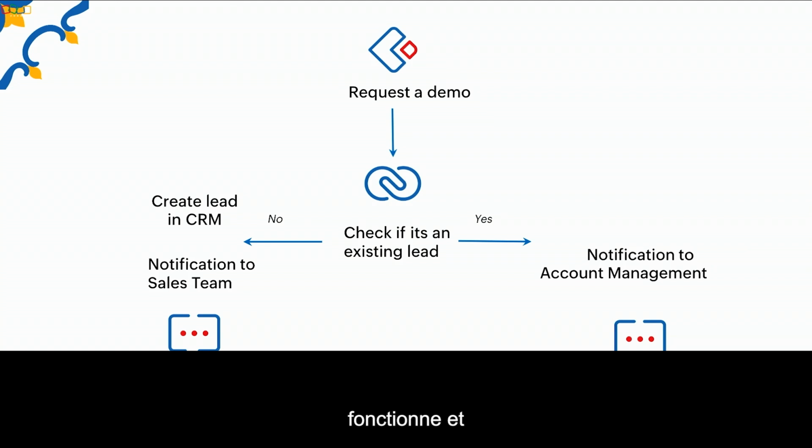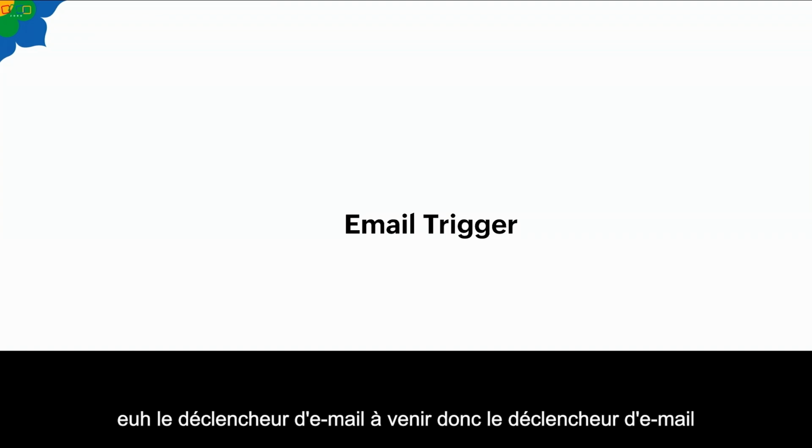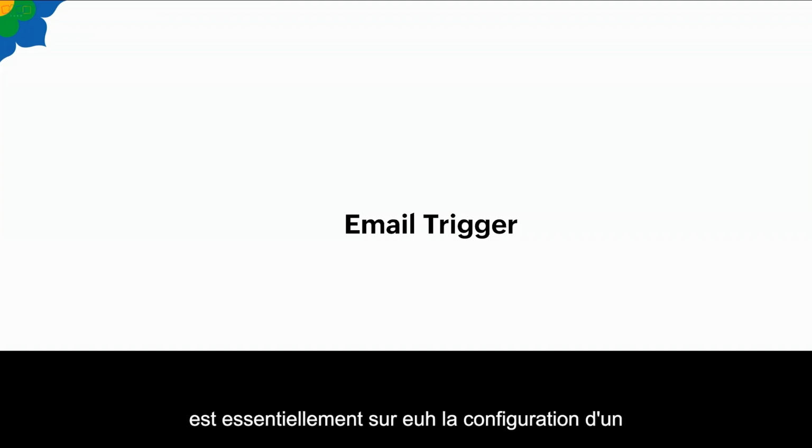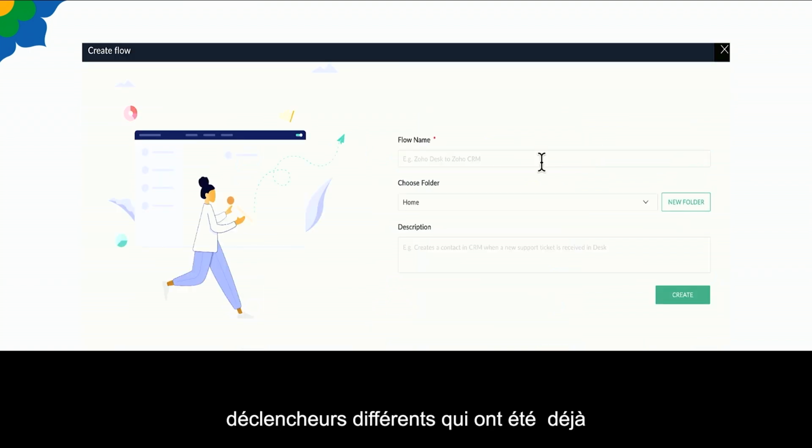And so what's next for Zoho Flow? So we have the email trigger coming up. So email trigger is basically on configuring a formatted email. You can execute workflows in different applications based on a particular type of email that's received. For example, if it's an invoice email that's coming up, then based on that email, you can pull data from that email and set a workflow in process. So it's pretty straightforward. Over the 3 different triggers that were already present in Zoho Flow, the email trigger is the next update that's going to come up.